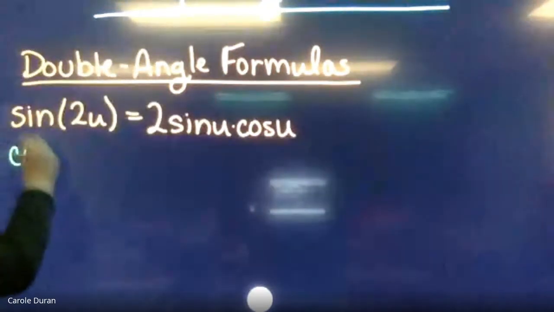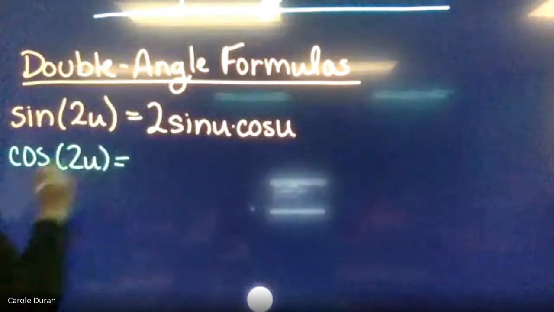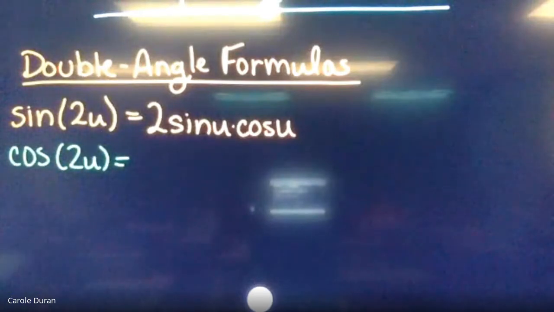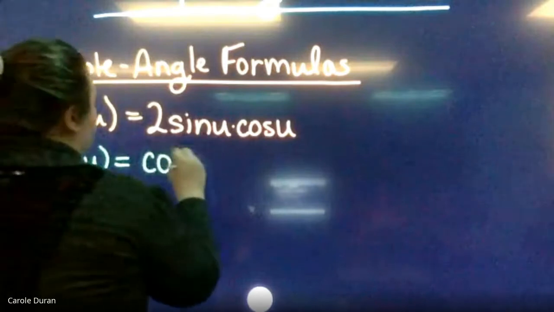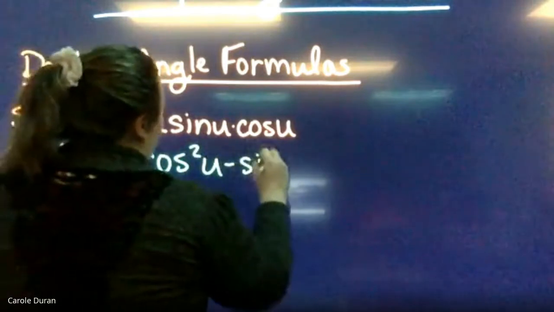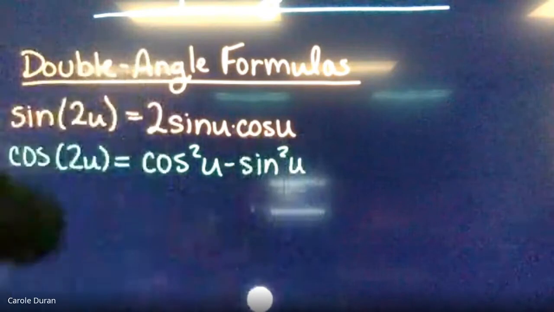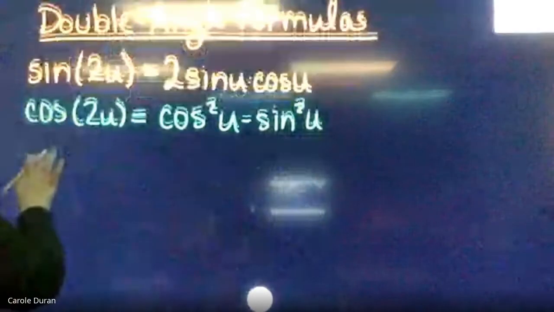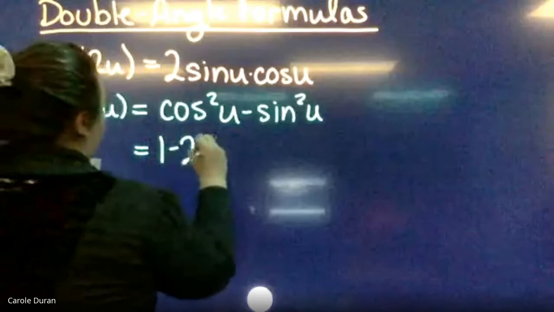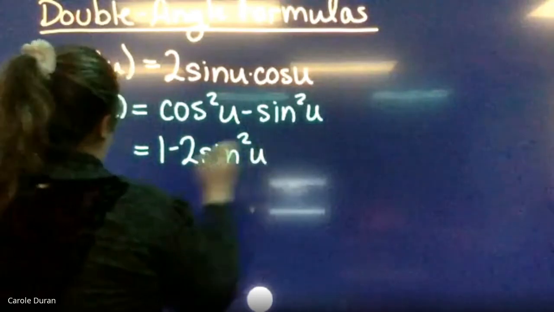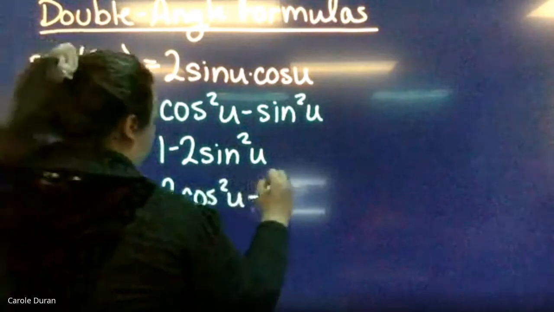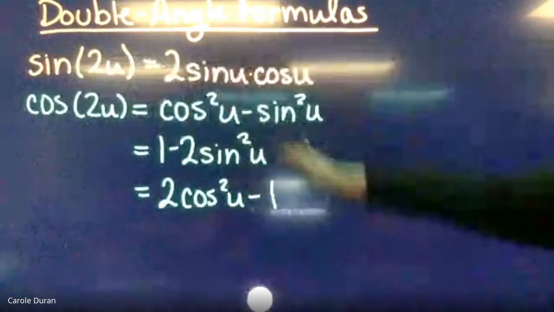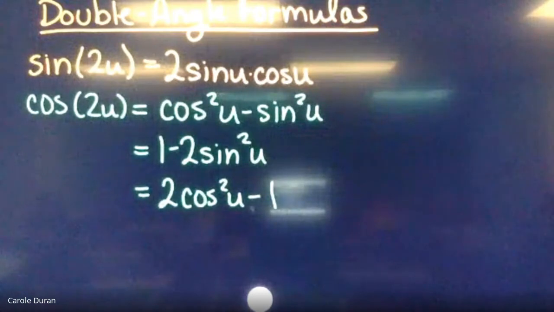We actually have 3 cosine double angle identities. For the most part, it is up to you which one you choose to use. Different ones are helpful in different situations. So the first double angle for cosine is cosine squared u minus sine squared u. The second one is 1 minus 2 sine squared u. And the third one is 2 cosine squared u minus 1. So all 3 of these are equal to cosine of 2 times some angle u.